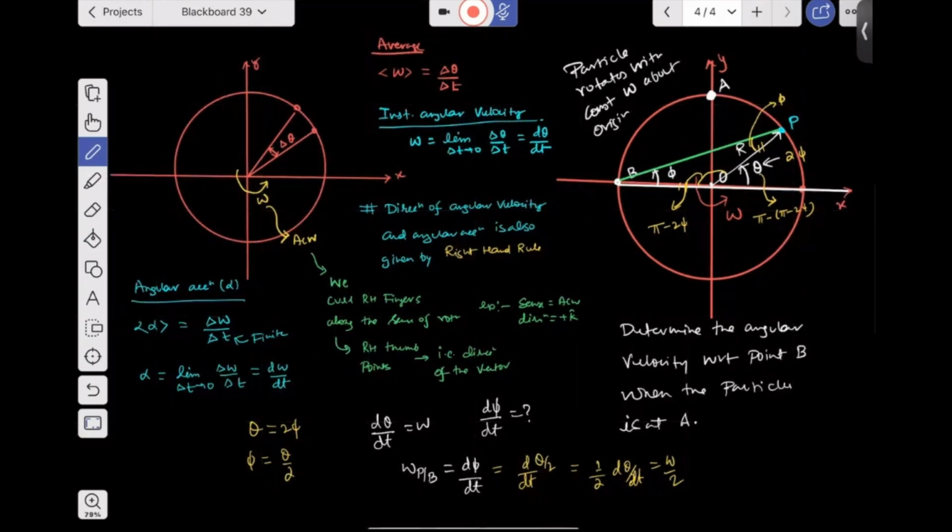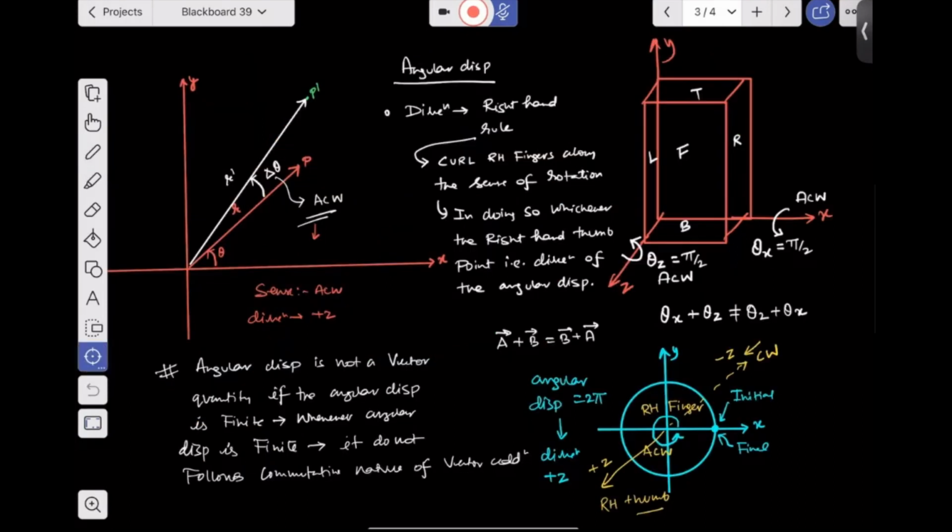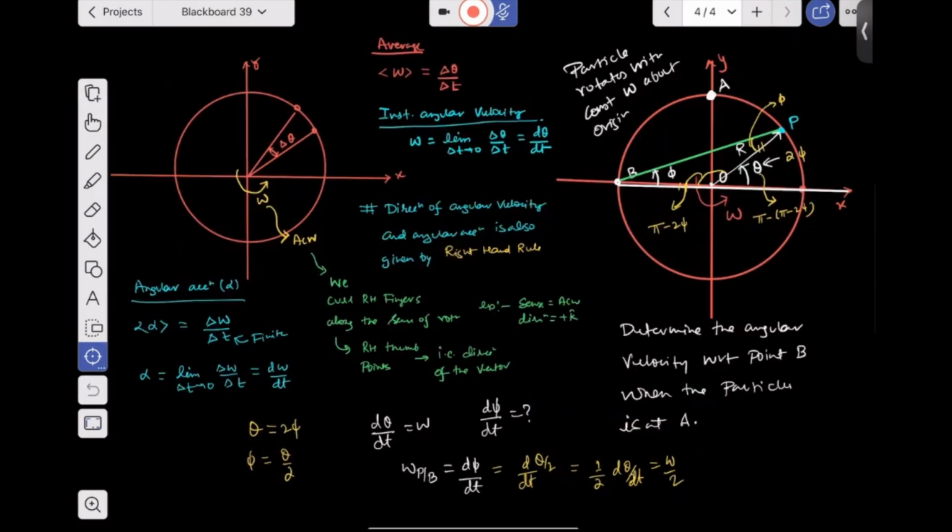Sir, can you repeat it once again? See, what exactly is d theta by dt, omega? The rate at which this angle theta changes is our omega. What theta? The angle made by the position vector of that point from the reference direction. What is told is the particle is rotating with angular velocity omega with respect to the origin. It means if I draw a position vector from O to P, the angle it makes at any point of time is theta, so d theta by dt is our omega. You get that, no?